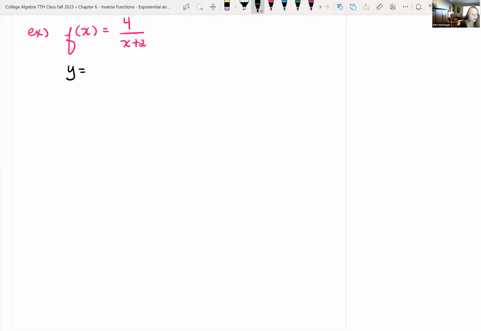So we have y equals 4 all over x plus 2. So rewrite f of x as y. So now we're going to interchange our x and our y value. So we have x here is equal to 4 all over y plus 2. We want to solve here for y. So let's clear our fraction. We can clear our fraction by multiplying both sides by our denominator, y plus 2.